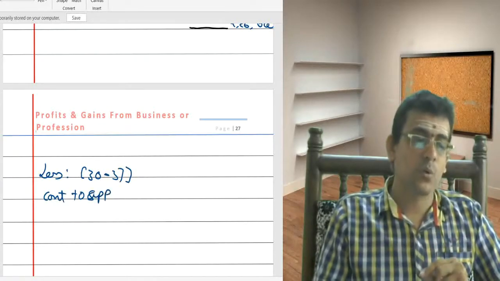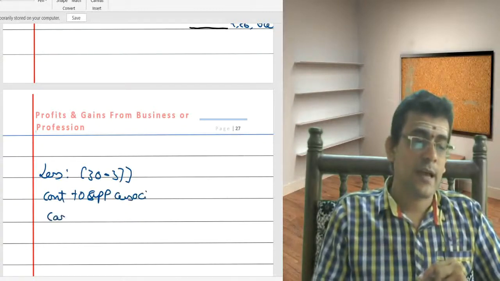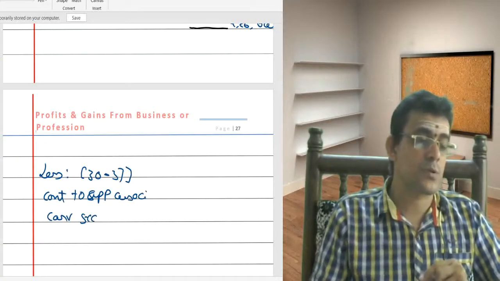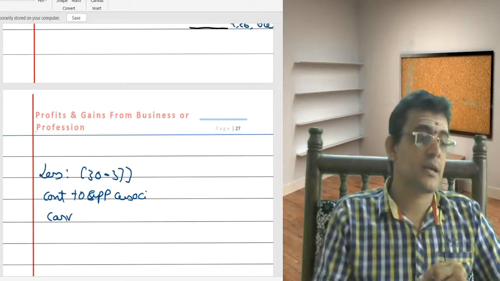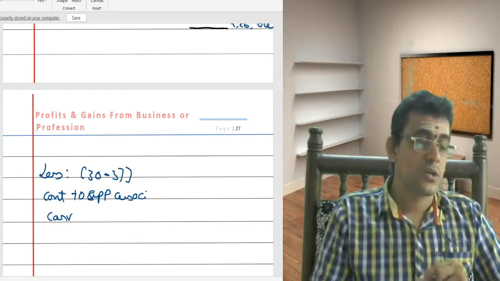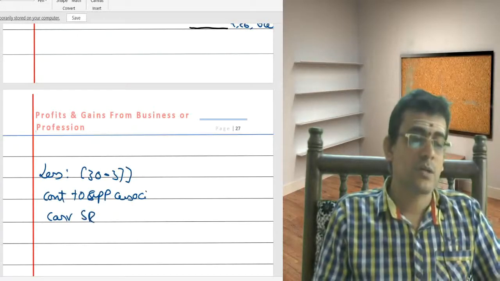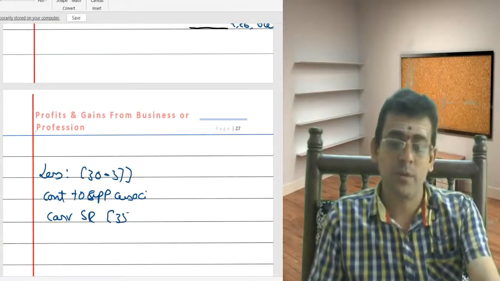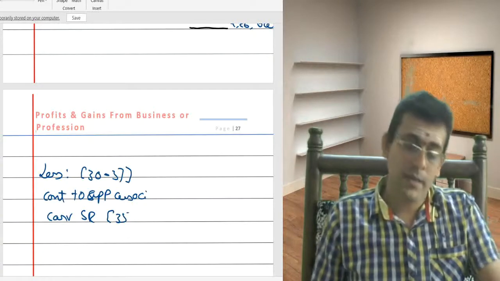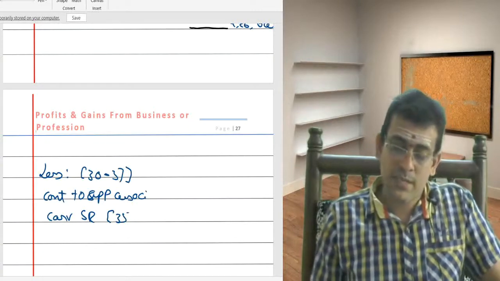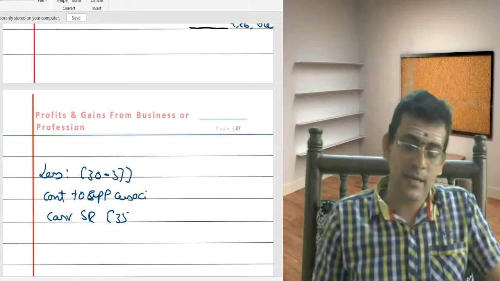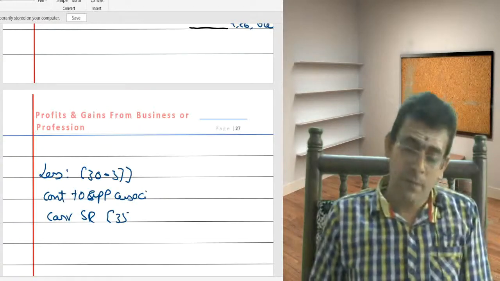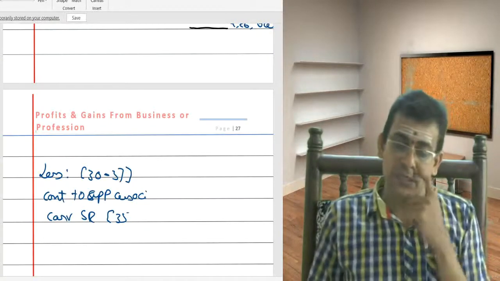Contribution to approved association carrying scientific research. So any sort of approved association which is engaged in carrying some scientific research, to that you are doing some sort of contribution. Ultimately, what will happen? Section 35 is going to be applicable. So I need to apply section 35. So what does section 35 say? Section 35 clearly says that 1.5 times of the expenses is allowed as deduction.